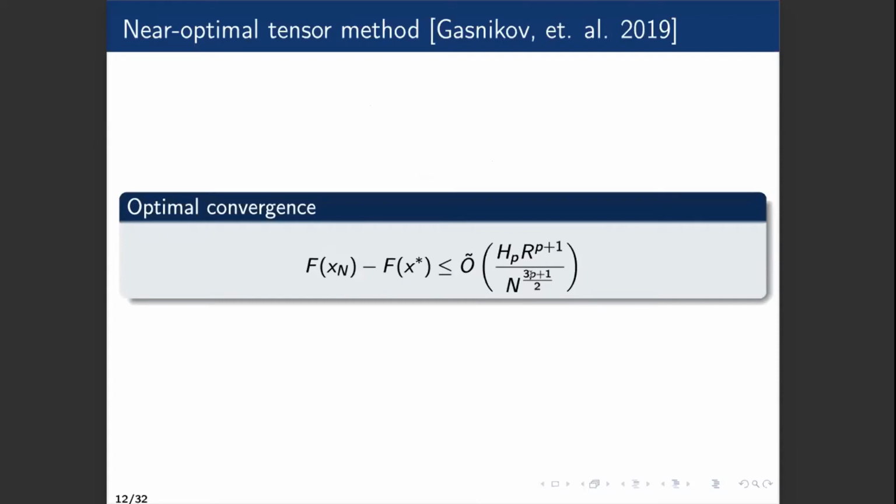So, for example, for second order methods, it will be 7 divided by 2, and for third order methods, it will be 5. But the previous methods have n to the power 4, so it's a great and better convergence.